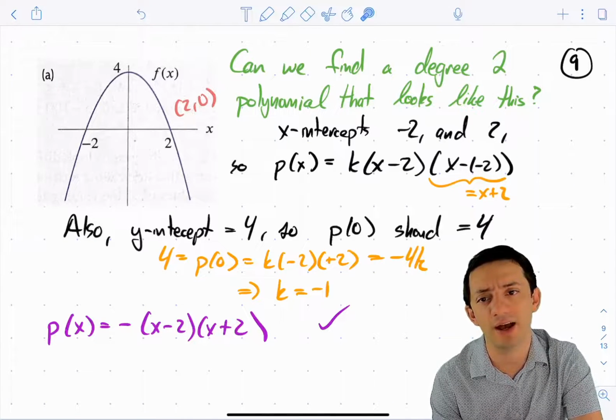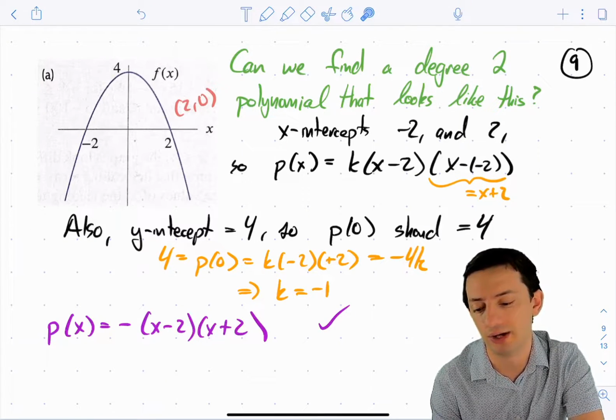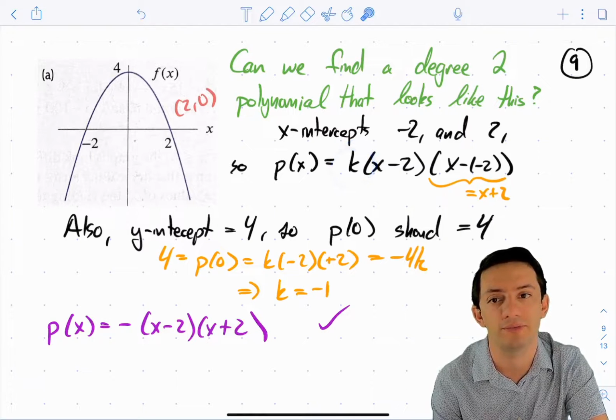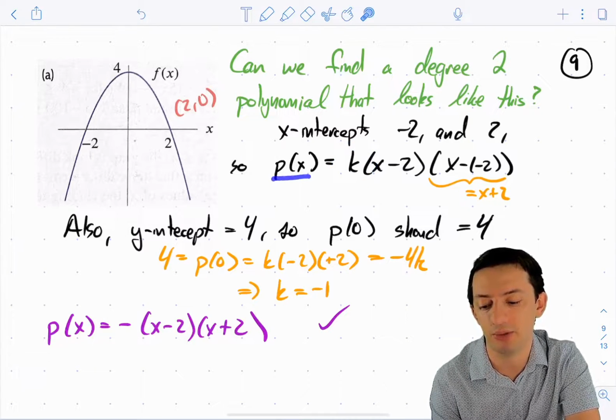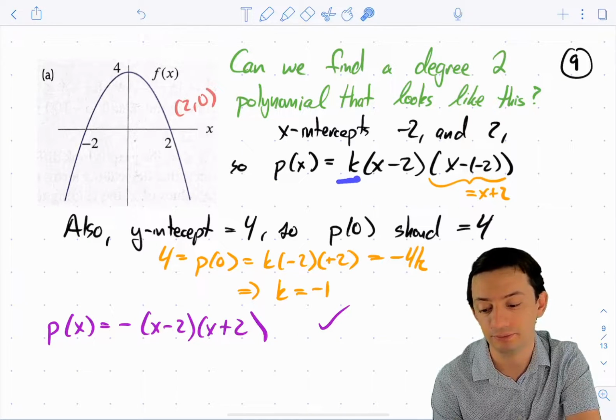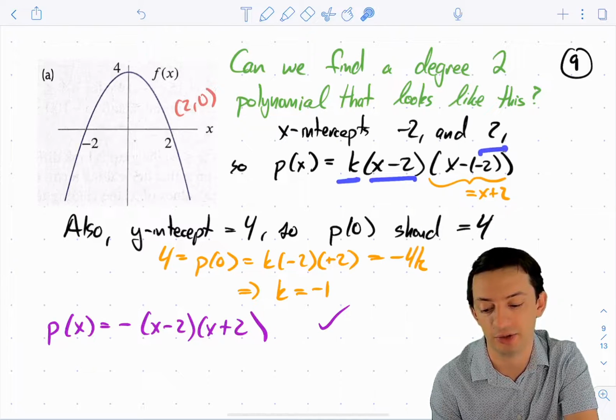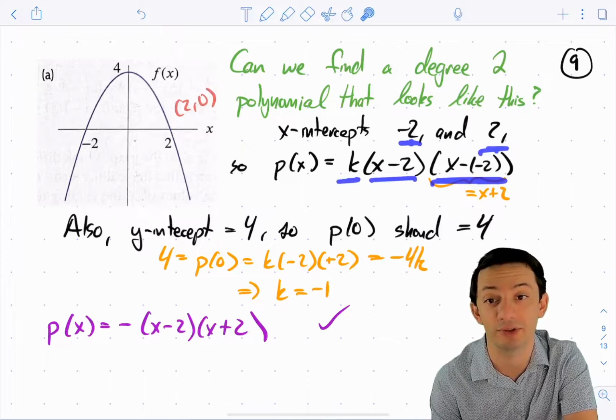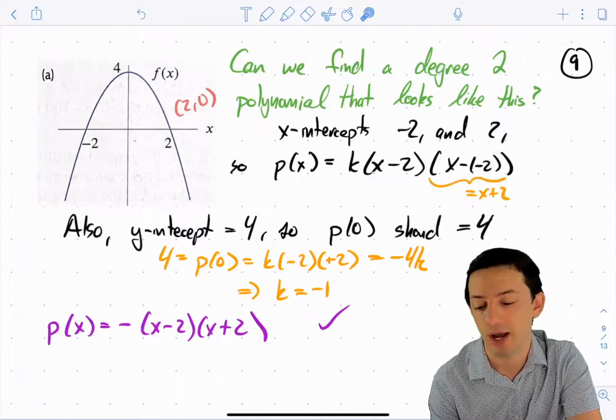So all that's left, the only other thing that we might not know, is what multiple out in front we have. So right here, I've written our polynomial as a factor that we don't know, k, times the factor that we derived from the x-intercept of 2, times the factor that we derived from the x-intercept of -2. So how can we find this k?